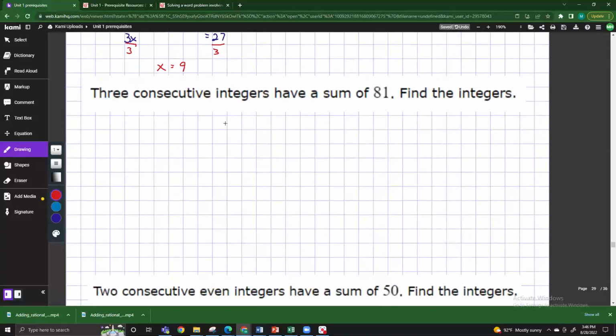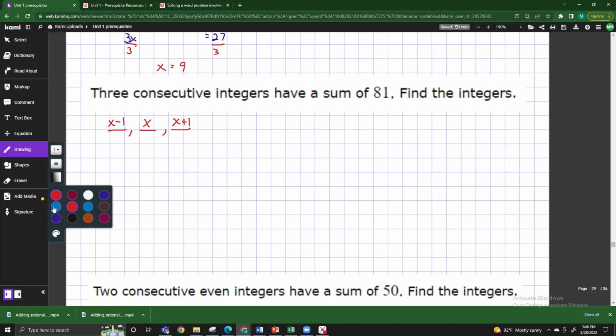So then if we're looking at 3 consecutive integers that have a sum of 81, yet again, I know my numbers. This is x, something, something, something. There are 3 of them. I'm going to call this x. Now this time they're consecutive integers, so it's going up and down by 1. So this is going to be x plus 1, and this is going to be x minus 1, because I want the one right before it.